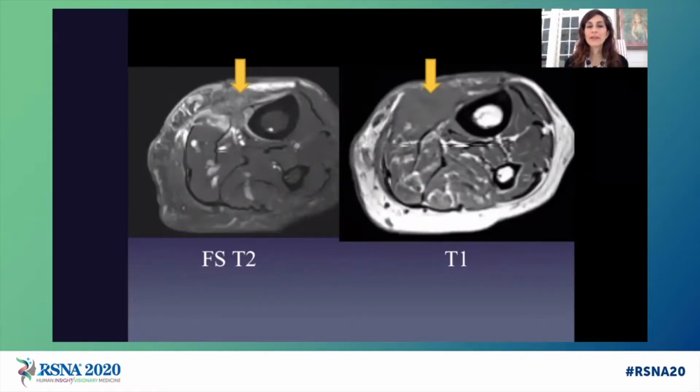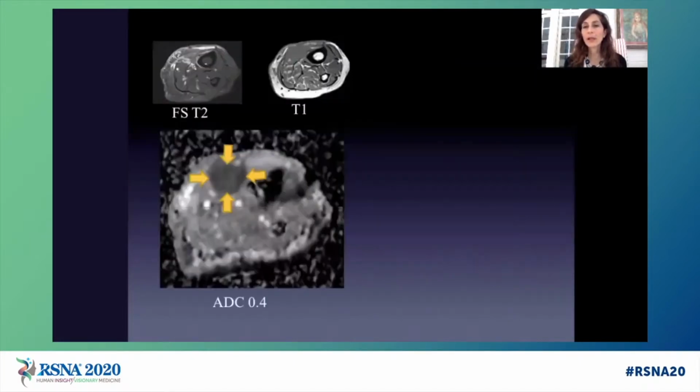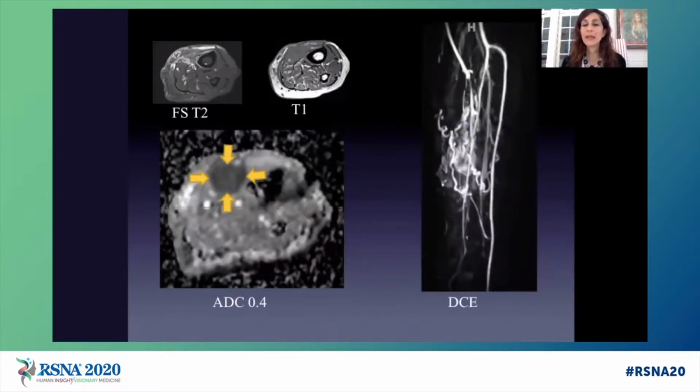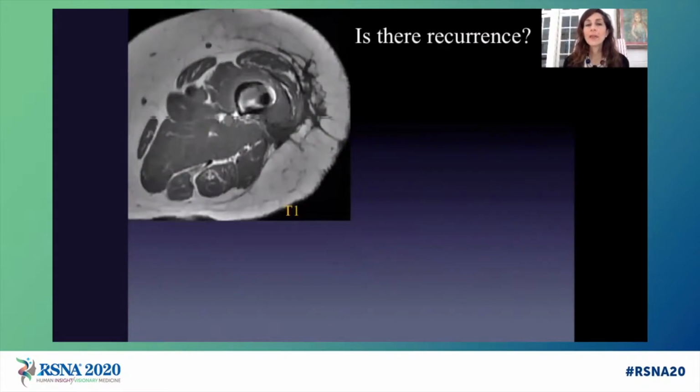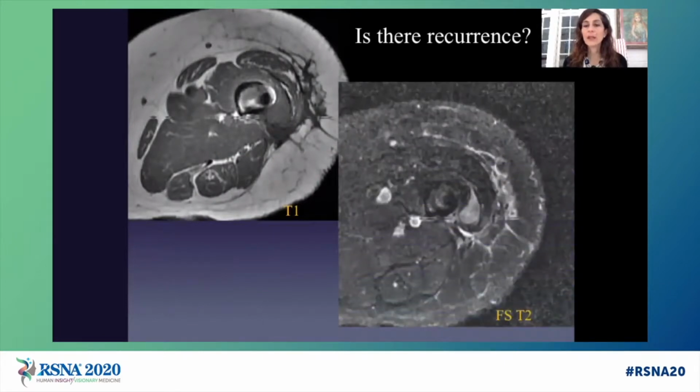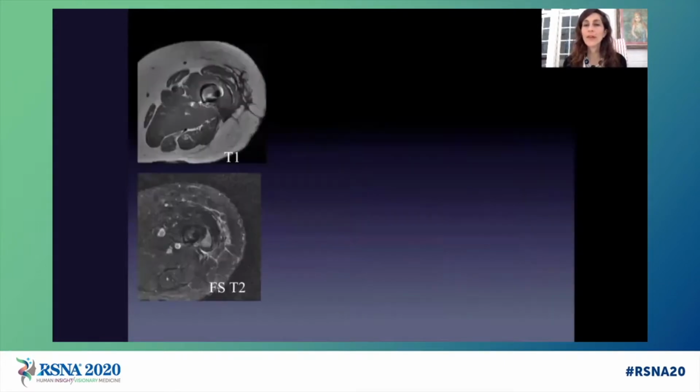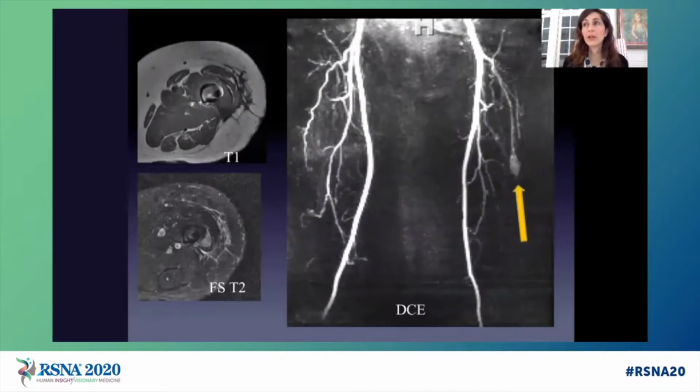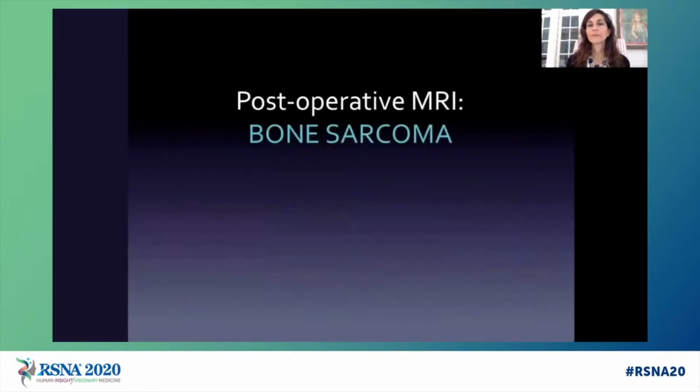Another example here where there's a very subtle abnormality by the FATSAT T2 sequence, and then loss of normal architecture by T1. When we add the diffusion, we see very clearly there's a mass of low ADC value, 0.4, which is suspicious, and by DCE, we see all the neovascularity associated with this recurrence. Another case where we just have ill-defined signal on T1, some increased signal on T2, not sure what to do with that, but then on our DCE, we see this arterially enhancing nodule, which indeed was also proven to be recurrence.